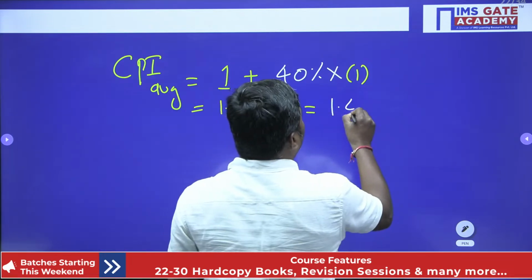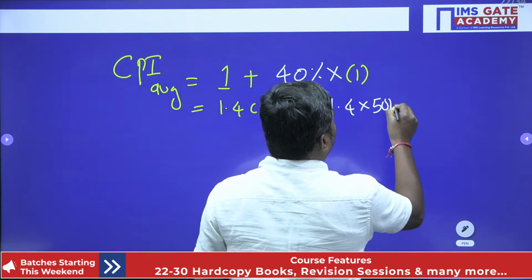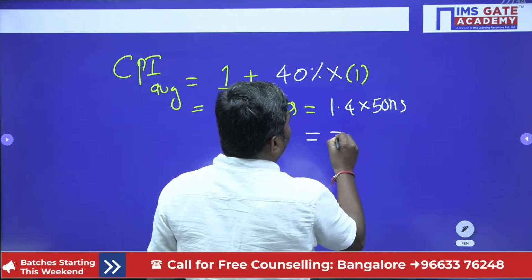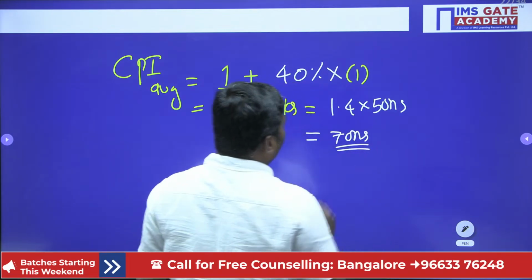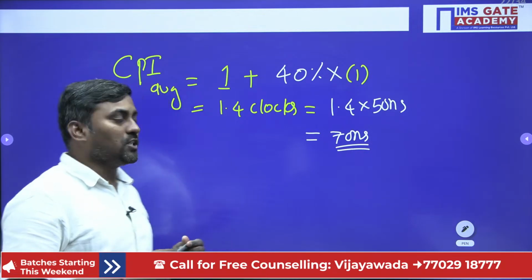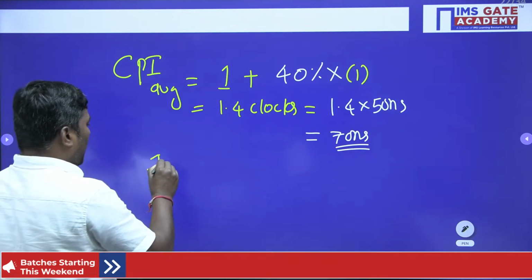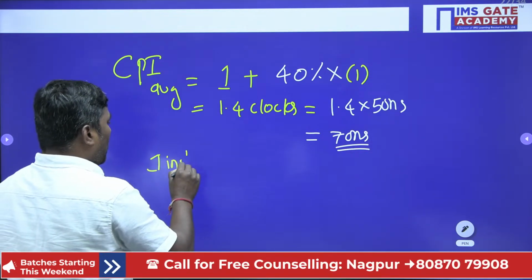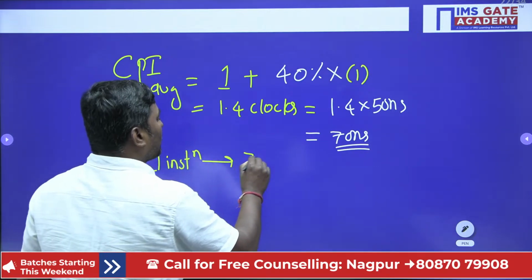What is the clock period they gave? 50 nanoseconds they gave. So this is going to be how much? 70 nanoseconds, yes or no? Now how much does one instruction take on average? 70 nanoseconds. Please understand what this means: one instruction takes 70 nanoseconds.